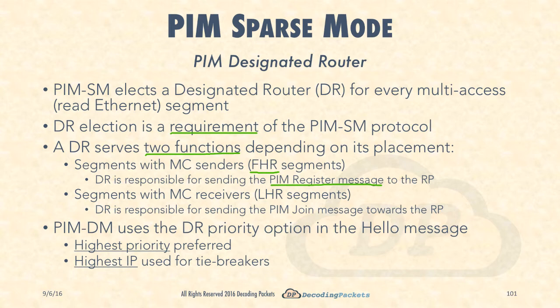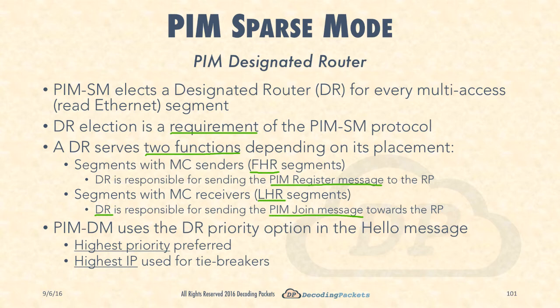Now, the segments with the multicast receivers, or the last hop router segments, the DR is similarly responsible for sending that PIM star comma G join message. So the join message has to go towards the RP, and all of the routers on that last hop segment would be receiving IGMP signaling. Only one of them, the DR, is responsible for actually converting that IGMP membership report into a PIM join message and then sending it towards the RP.